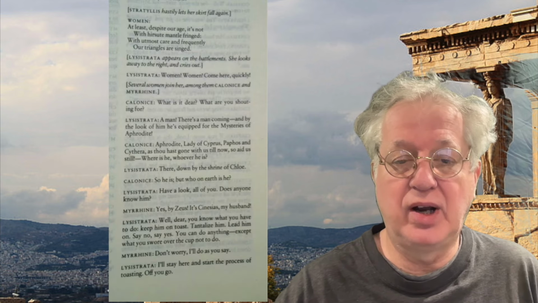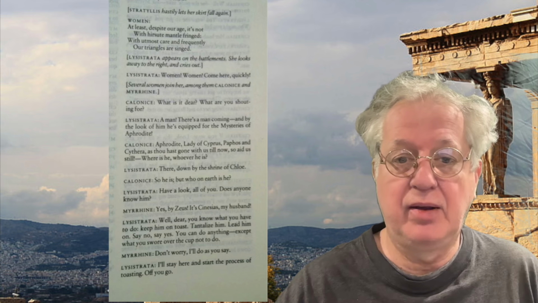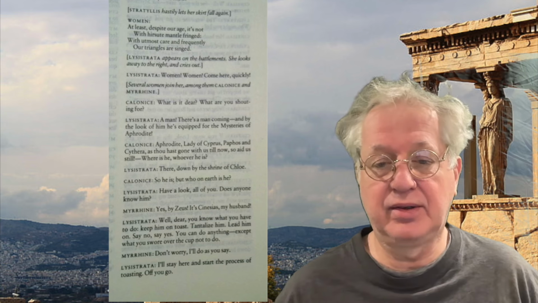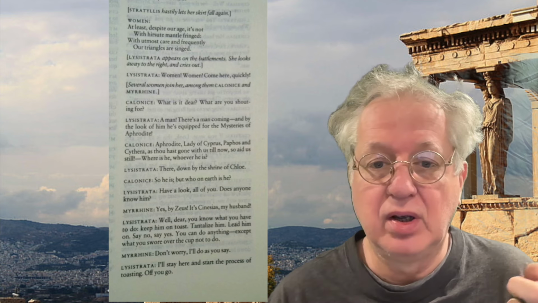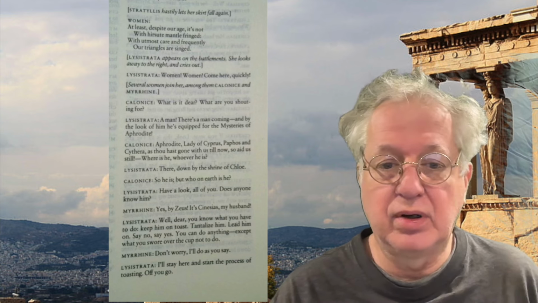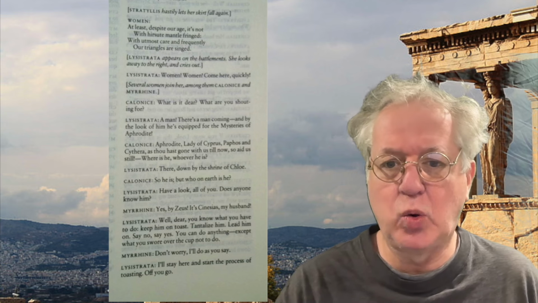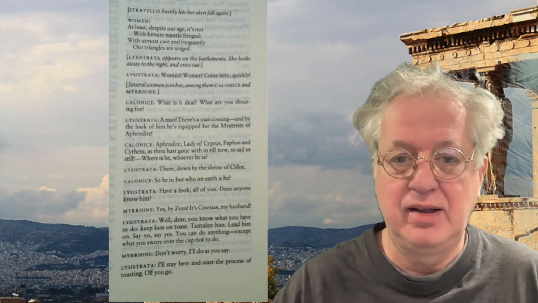And then what happens now is a man approaches, and we have Lysistrata and several women around Lysistrata, and this includes Calenice and Myrrhine. And Calenice says, what is it, dear? What are you shouting for? Lysistrata says, a man. There's a man coming, and by the look of him, he's equipped for the mysteries of Aphrodite. Well, we know what that means.